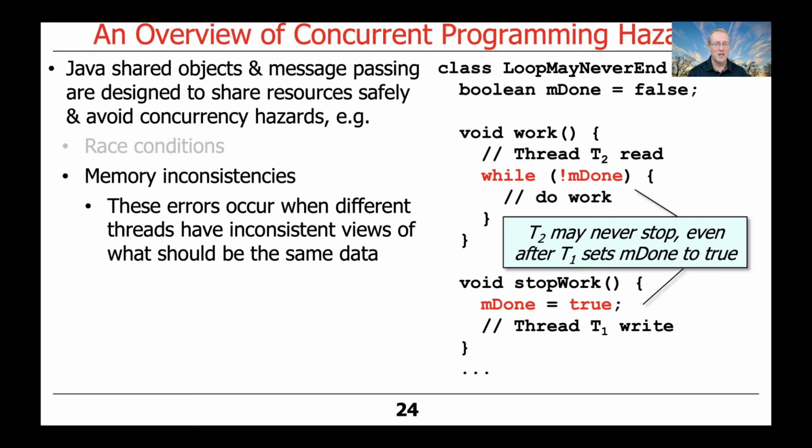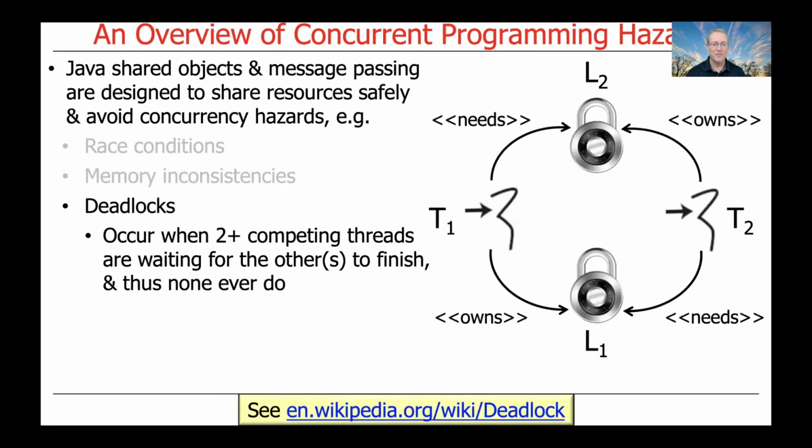The problem here is that because mDone isn't synchronized in any way, shape, or form, thread T2 may never stop doing work, even after thread T1 sets mDone to true. And that may seem a little bit surprising at first, but that's really at the essence of memory inconsistencies. And we'll talk a lot more about that later.